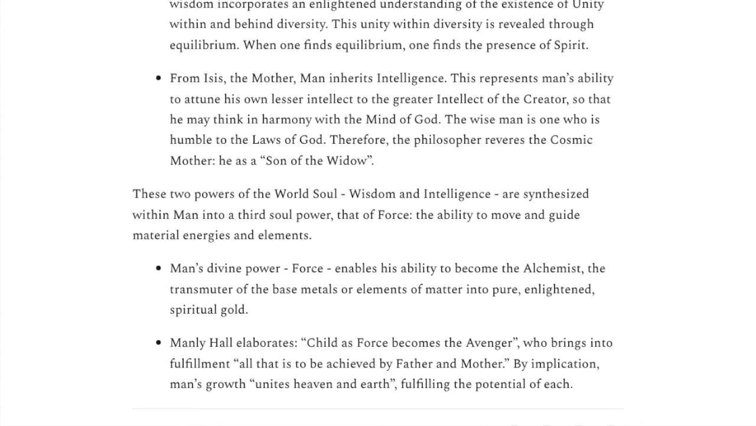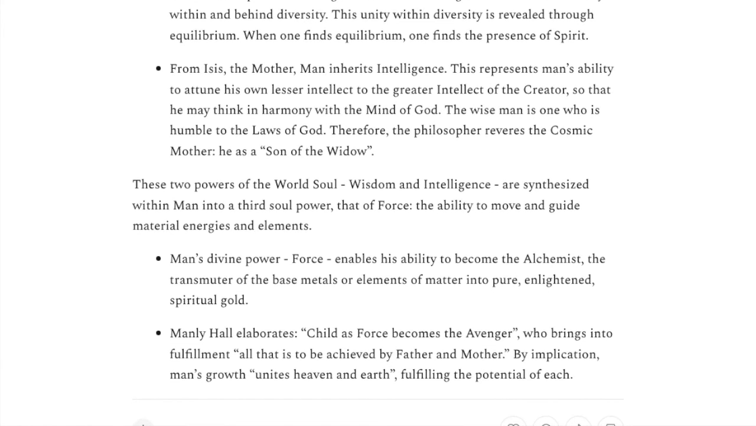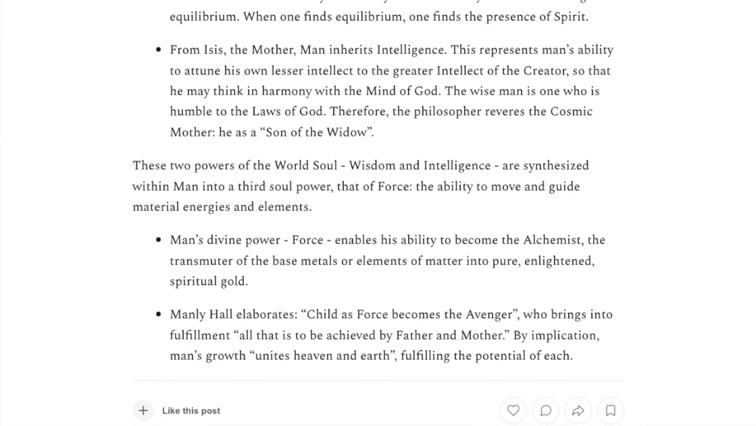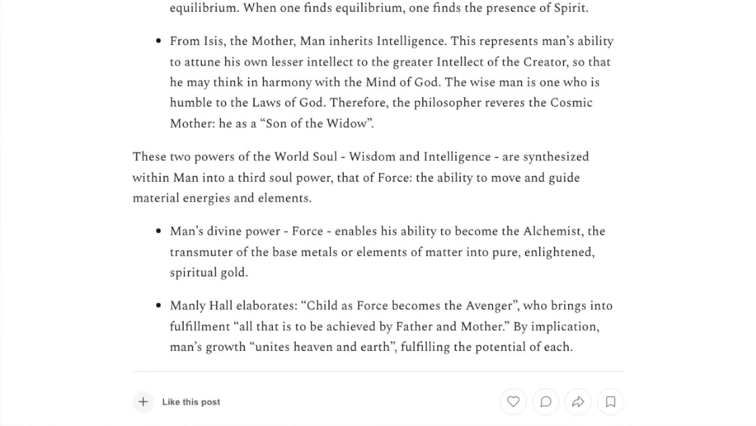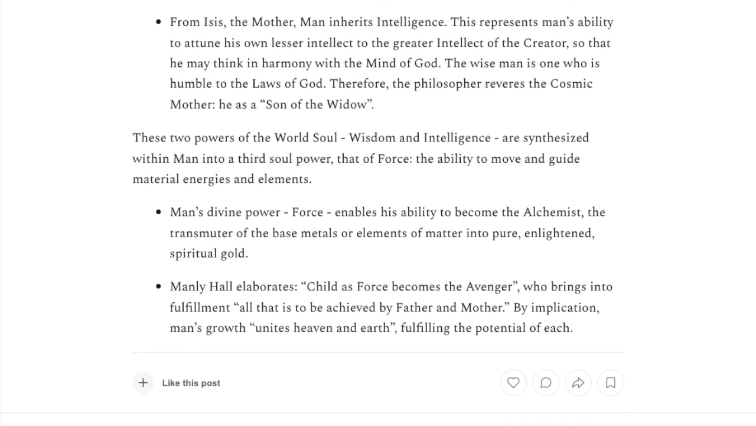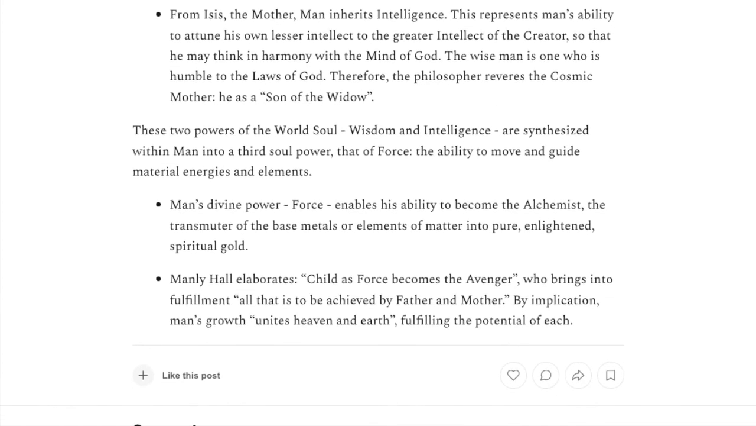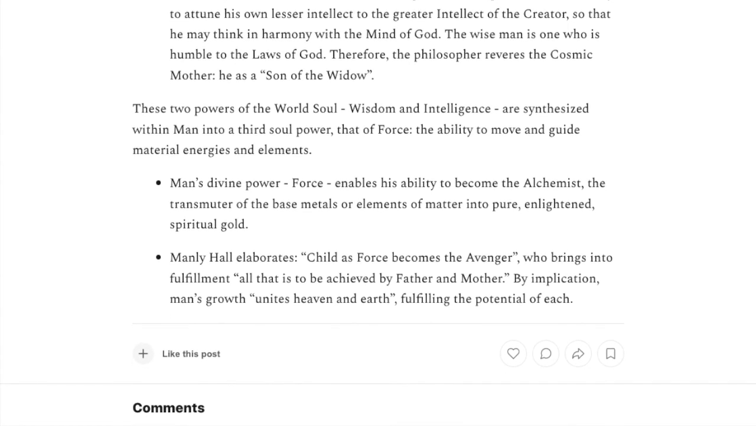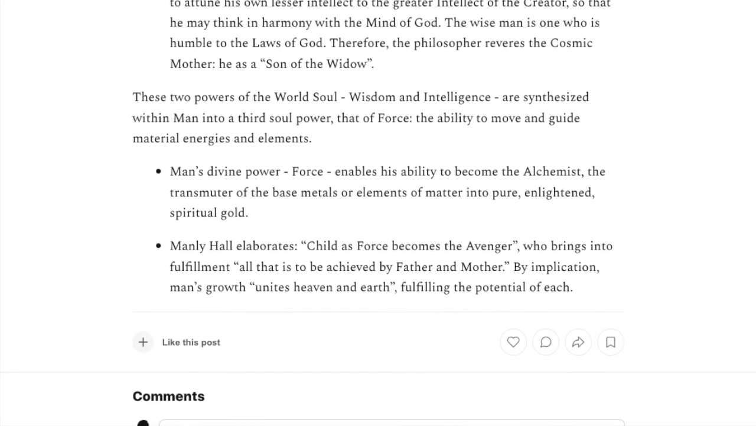Manly Hall elaborates, the child principle as force becomes the avenger, who brings into creation all that is to be achieved by father and mother. By implication, man's growth unites heaven and earth, fulfilling the potential of each.